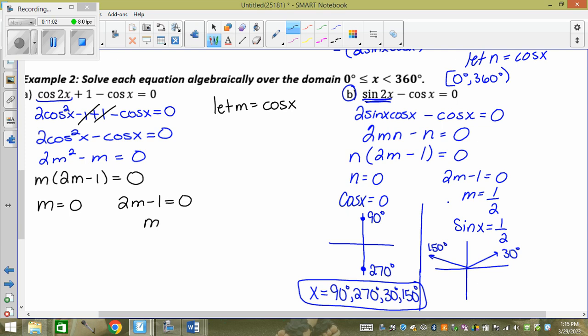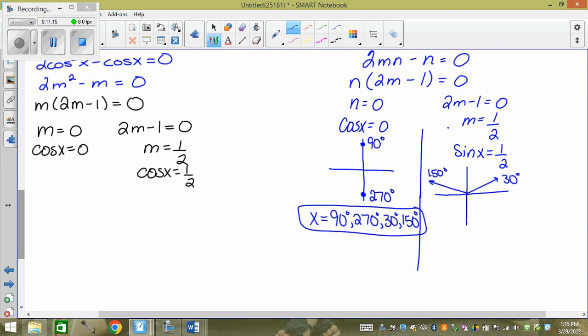So m equals a half. And m is cos. Cos x equals 0. Cos x equals a half. Cos x equals 0 here and here. That is true, 90 and 270. But cos x equals a half is not where sin x equals a half.